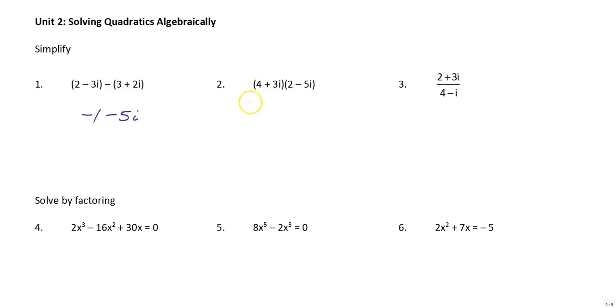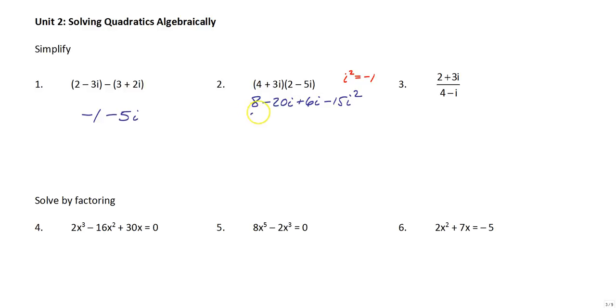So we're going to get 4 times 2 is 8, and 4 times a -5i is a -20i. 3i times 2 would be plus 6i, and 3i times a -5i would be a -15i squared. But that's where the trick comes in. You have to remember that i squared is equal to a -1 because it's an imaginary number. And we get i from taking the square root of -1.